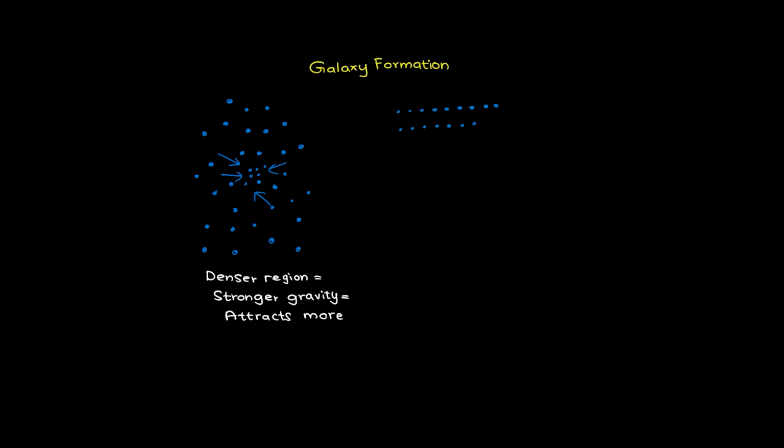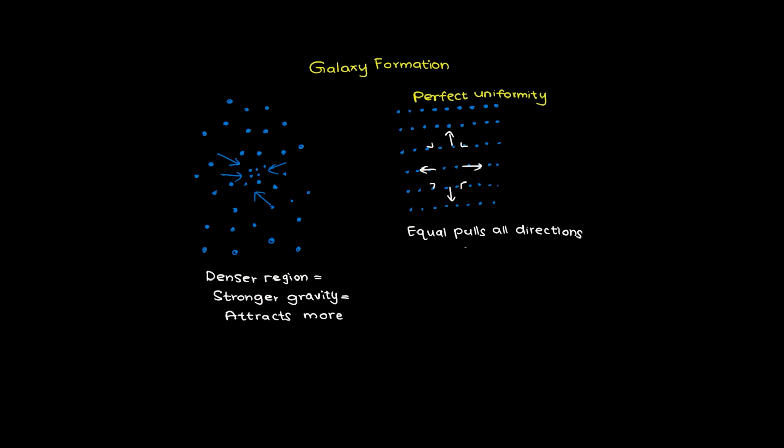But what if matter had been distributed perfectly evenly? No galaxies. Here's why. With perfect uniformity, every bit of matter would be pulled equally in all directions. Gravity from the left equals gravity from the right. From above equals below. Every direction cancels out. No net force toward any particular point means no preferential clumping.